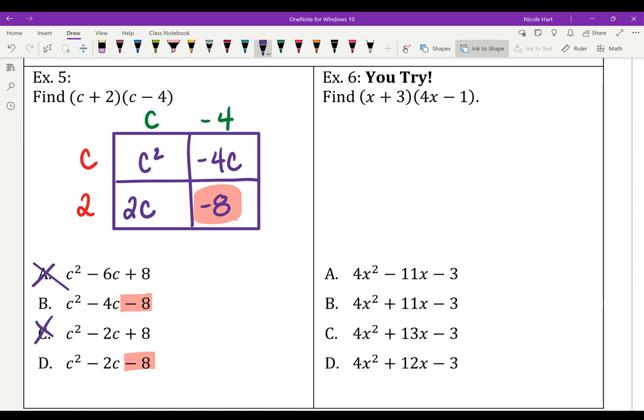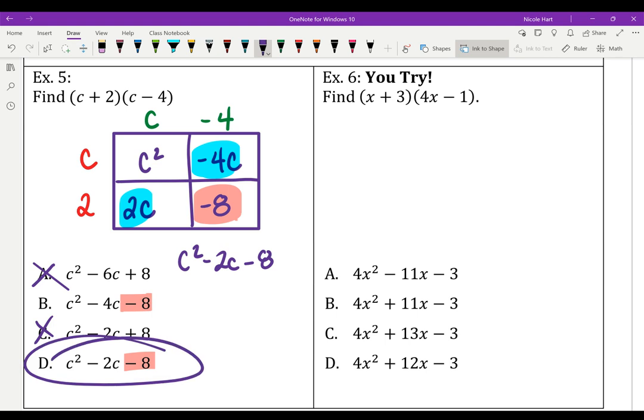So I can improve my odds of at least giving an educated guess a little bit better if you're not 100% sure. Now, I'm going to look at my combined like terms. So I have 4c and 2c. We're going to add those together. So we have c squared, 4c, and 2c. That negative 4c is going to give us a negative 2c, and then minus 8. So my final answer is D.